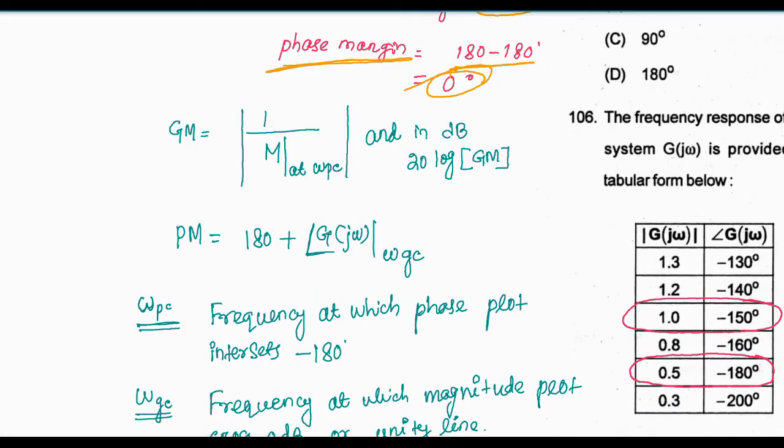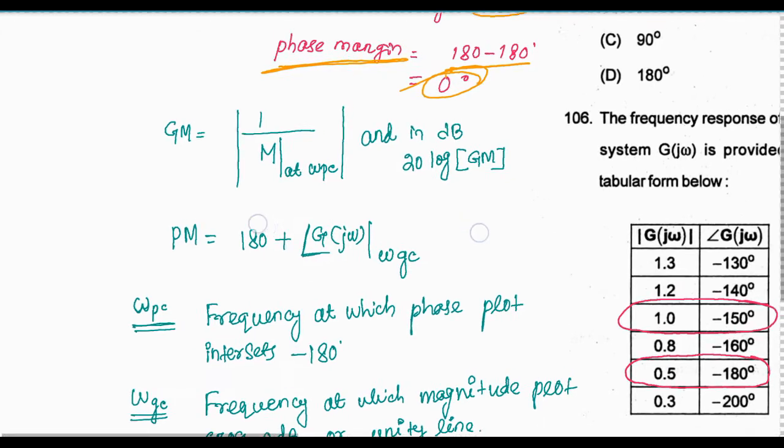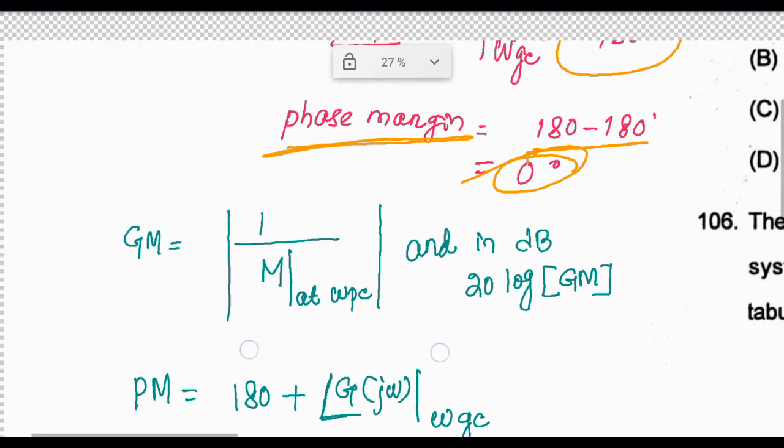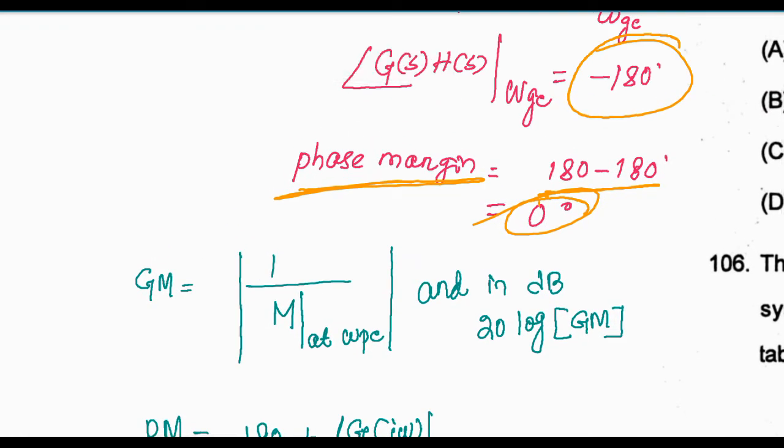So we will define first what is gain margin and what is phase margin, then we will go for the problem. So what is gain margin? Gain margin is, this one is the definition of a gain margin. Gm is equal to 1 by M, where M is the magnitude at omega pc. Omega pc is the phase crossover frequency, and this is 1 by M at omega pc, and in decibel form 20 log Gm. This is in terms of decibel.